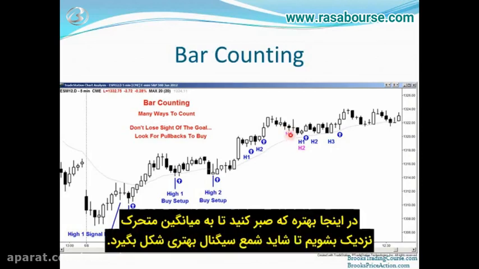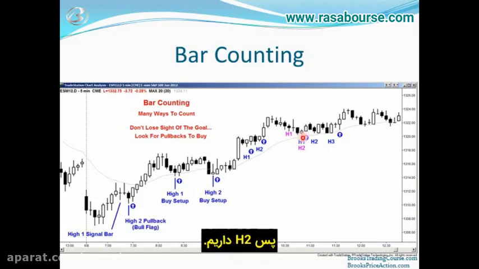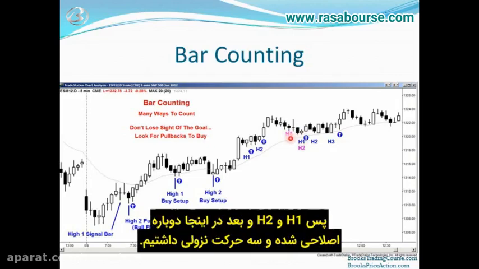Here you might want to wait until we get closer to the moving average and to see if we get a better signal bar. And here that's what we have. We have a bull body, which is a better signal bar, so a high 2. You can count it using the pink numbers, high 1, high 2.